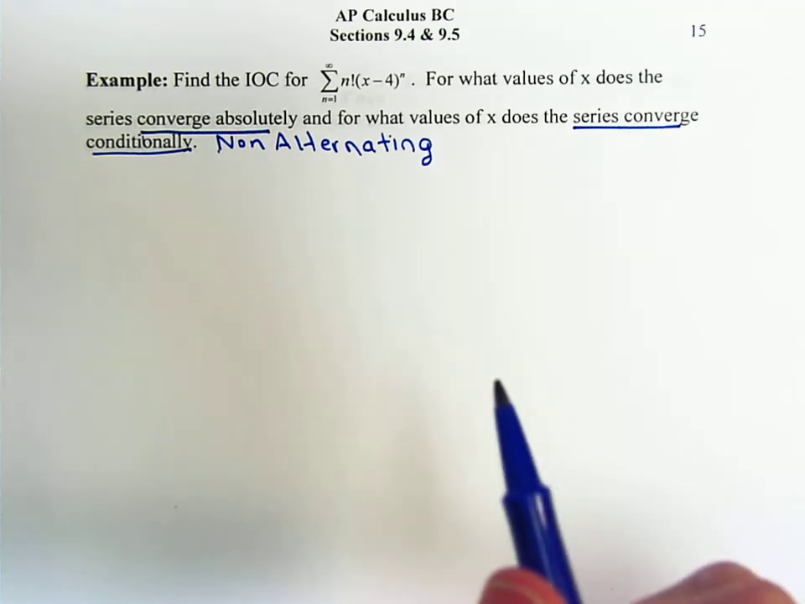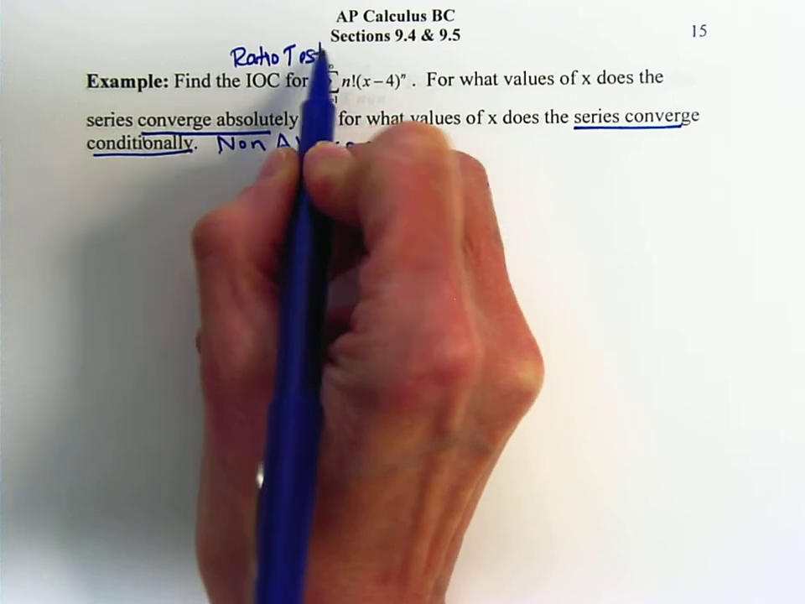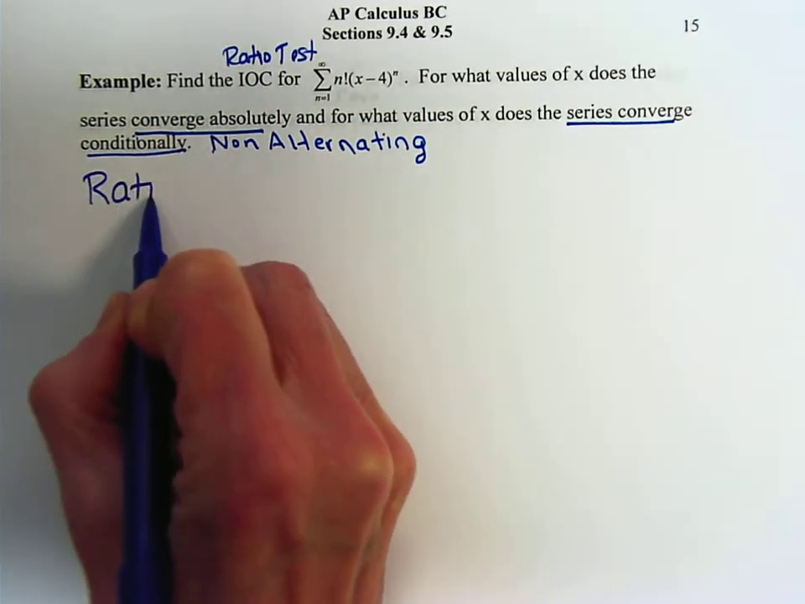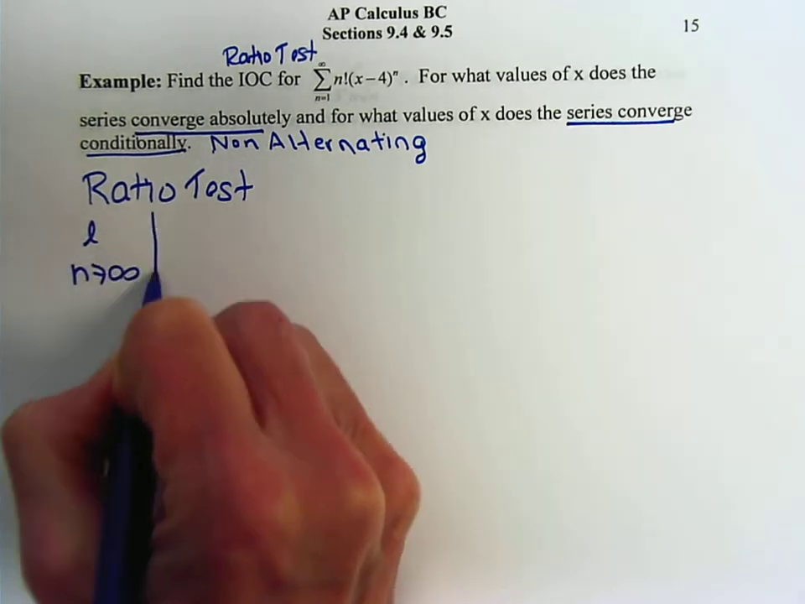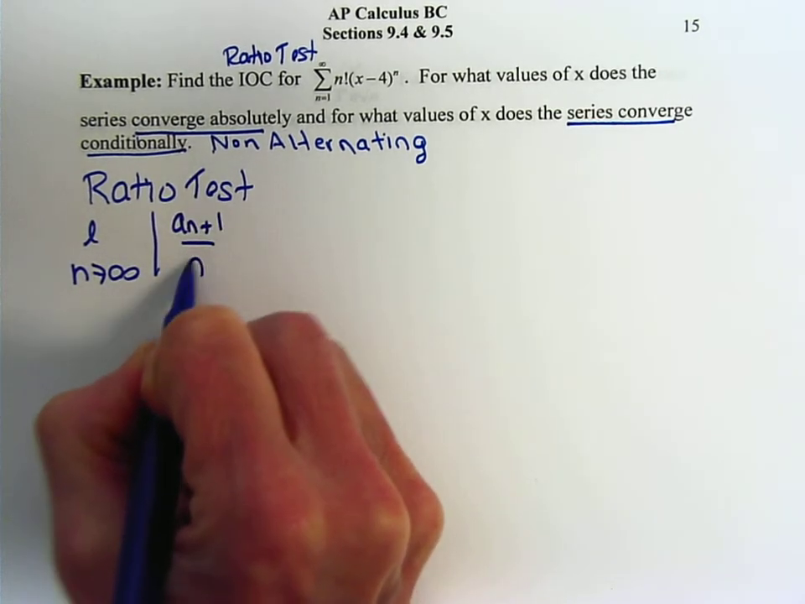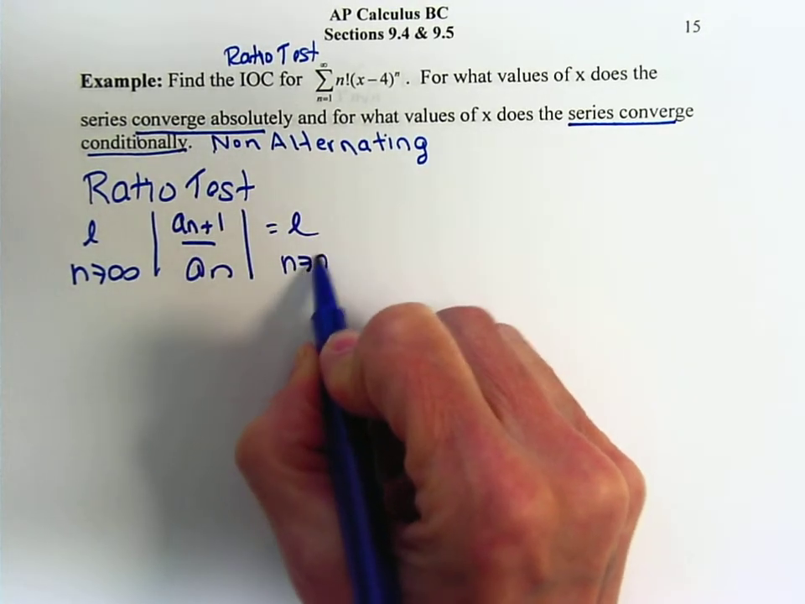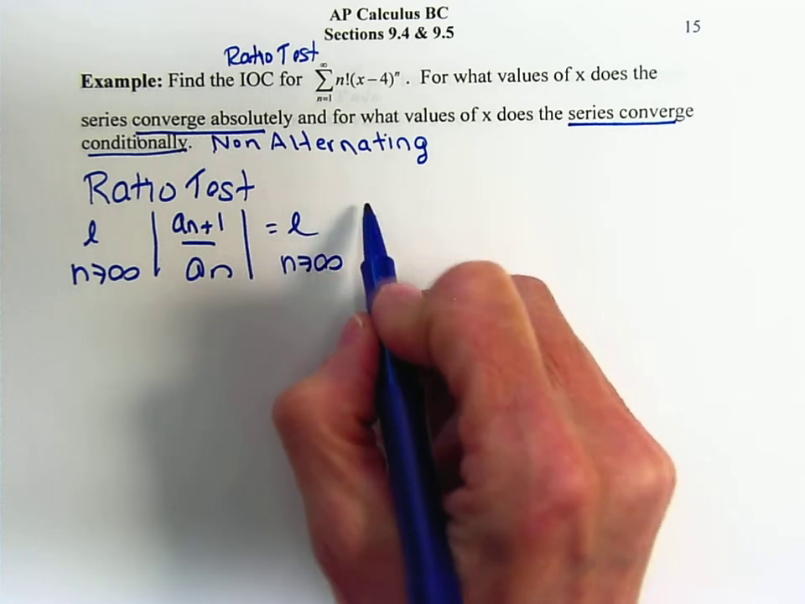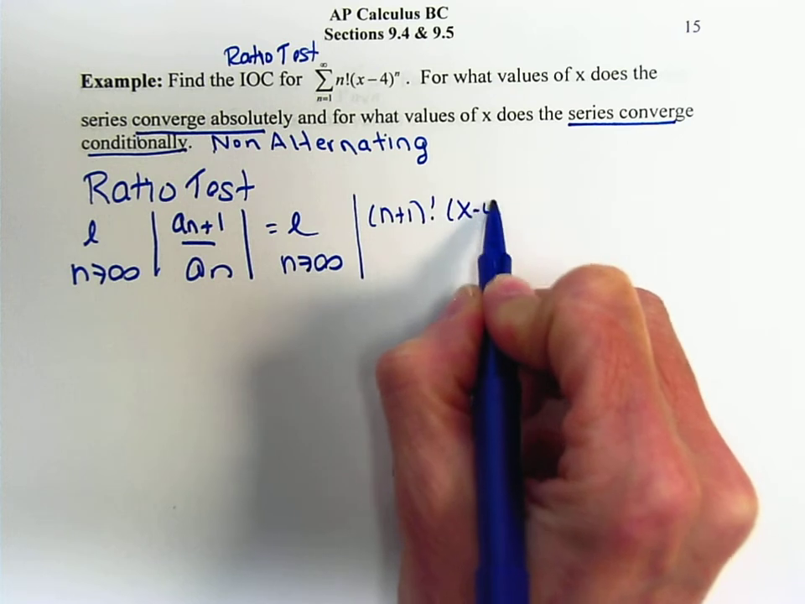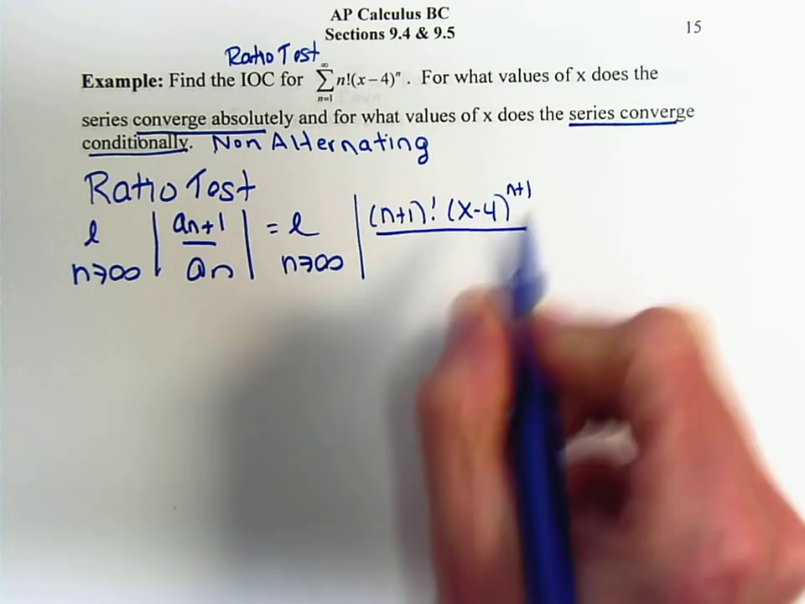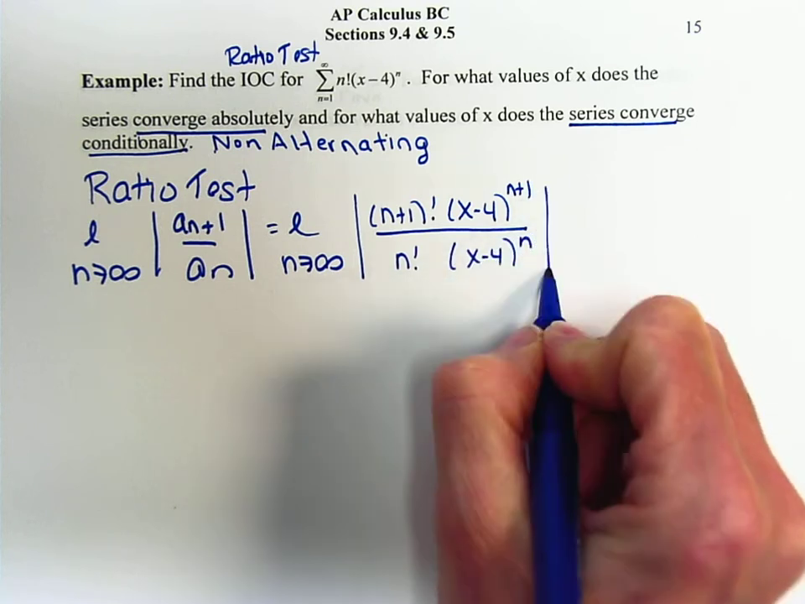So like we said before, to find the IOC, we're going to run the ratio test. And as you remember, I told you the ratio test is your friend. So we're going to take the limit as n goes to infinity of the absolute value of a sub n plus 1 over a sub n. So anywhere there's an n, replace each and every n with n plus 1. So that's going to give us n plus 1 factorial times x minus 4 to the n plus 1, all over n factorial times x minus 4 to the n.